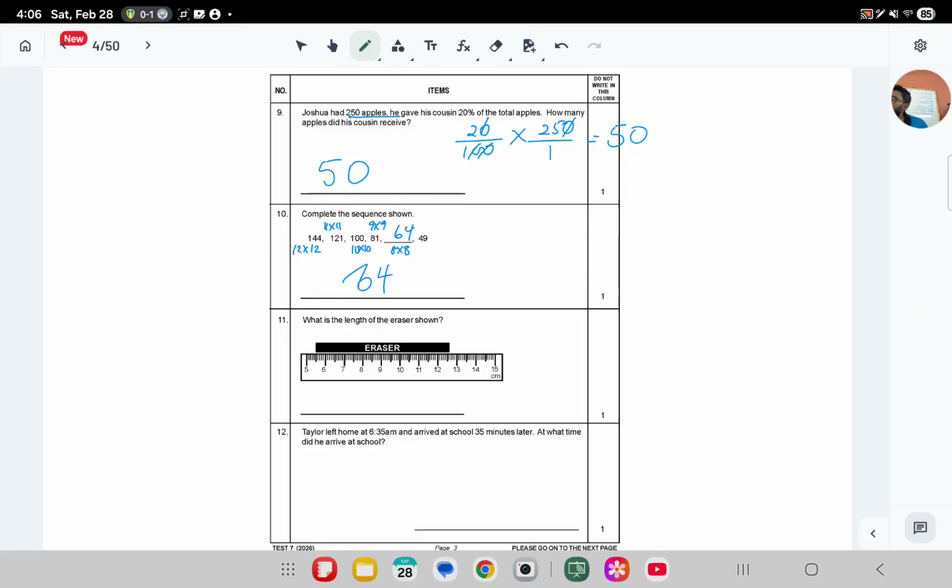Number 11, what is the length of the eraser shown? The ruler doesn't start at 0. So to calculate the length, we take the point at which the eraser ends and take away the point at which it begins. So that will be 12.6, take away 5.5, and that will leave us with 7.1.